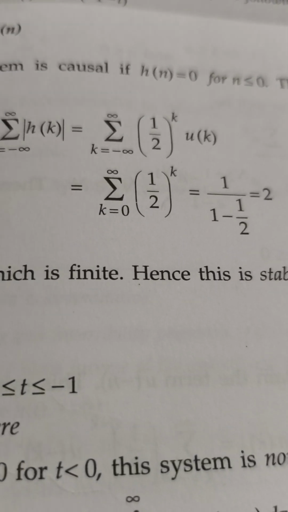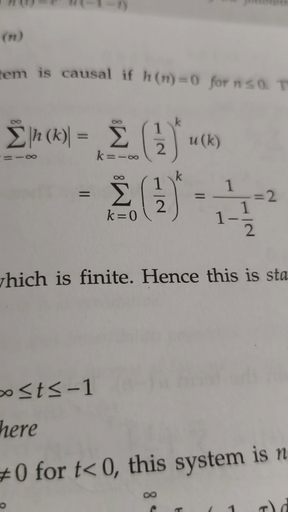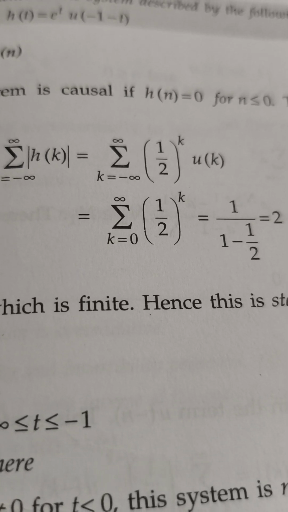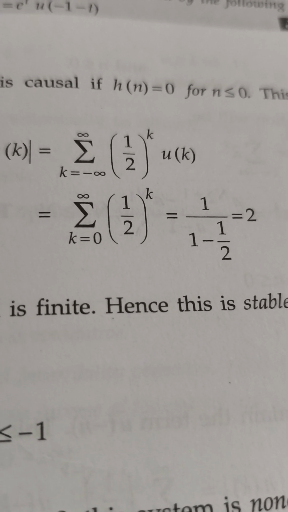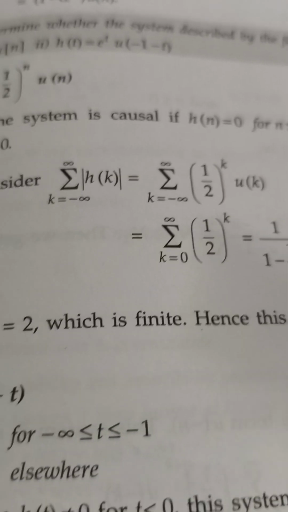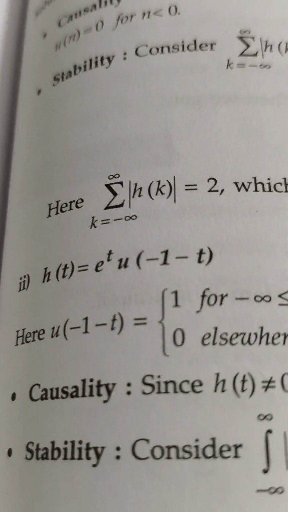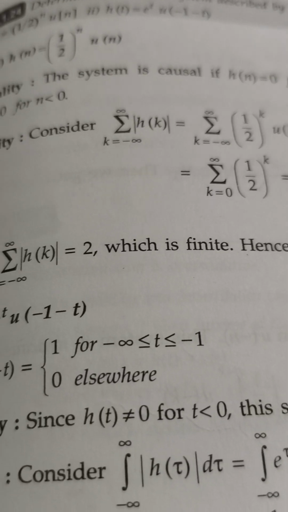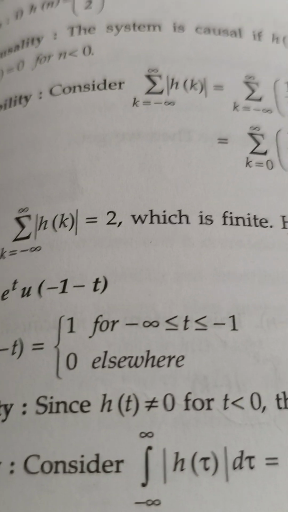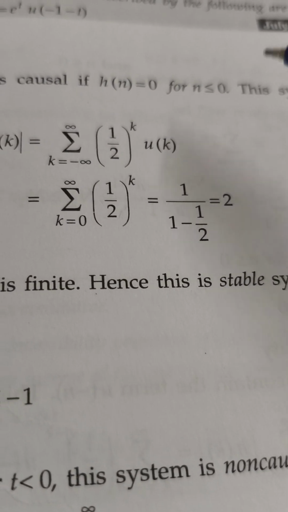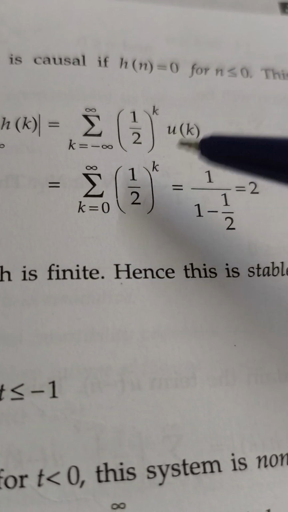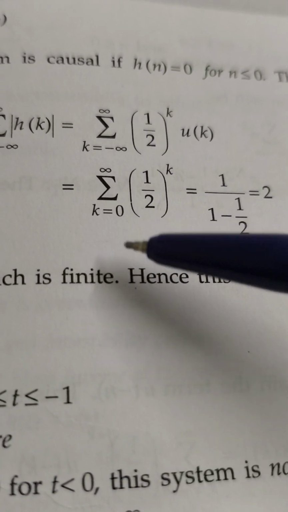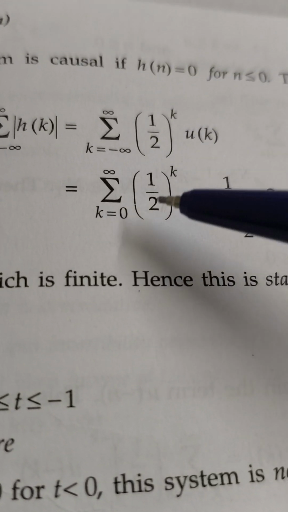Therefore, we have to change the limits of summation: the sum from k equals 0 to infinity of 1 by 2 raised to k. When we do that, there is a formula we have to use. I think in the previous problem they have given the formula. Using that formula, the summation will be equal to 1 divided by the total summation, k equals 0 to infinity of 1 by 2 raised to k.